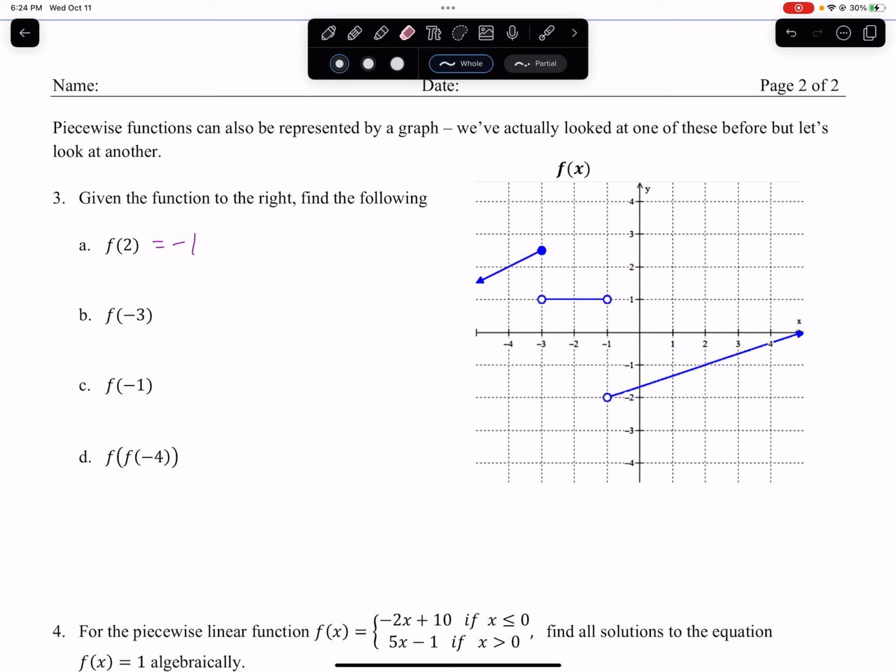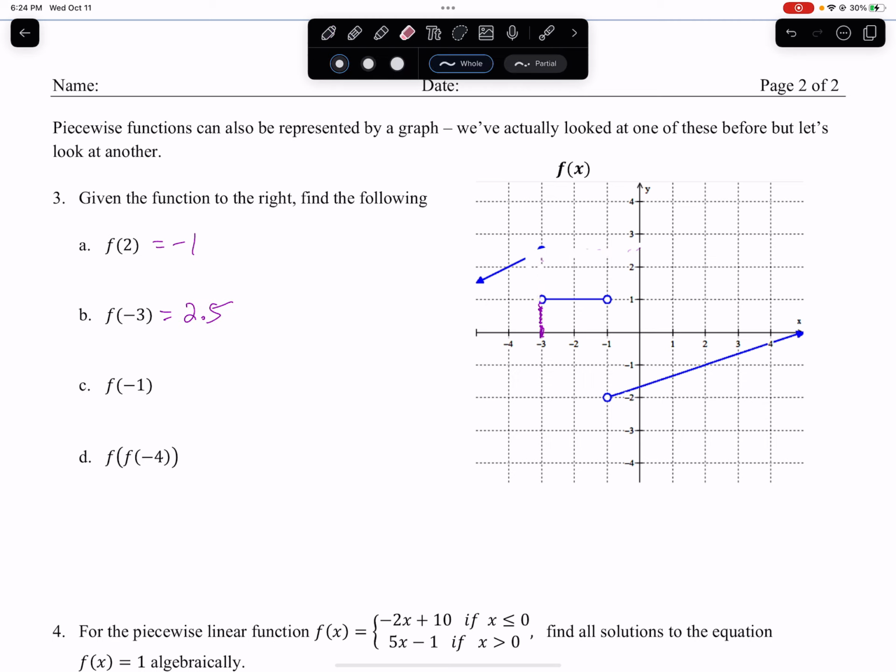Okay, let's do another one. F of -3. So I go to -3 on the x-axis, and I look up, and I see when I hit the curve. I don't hit it here. An open circle means you don't hit the curve, so I keep going through until I hit the closed circle. That is where I hit the curve. It looks like to me it's going to be 2.5.